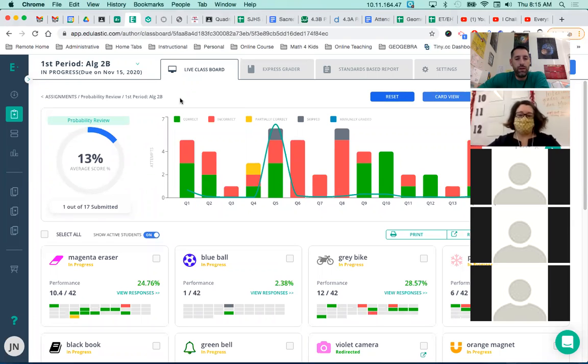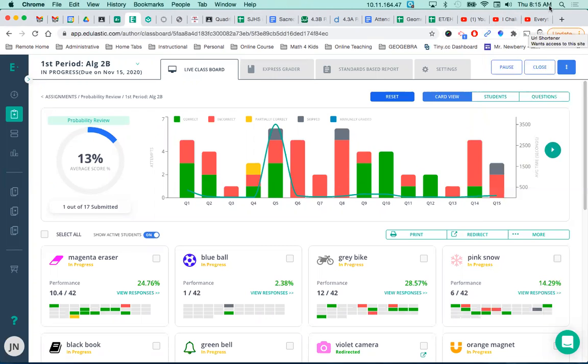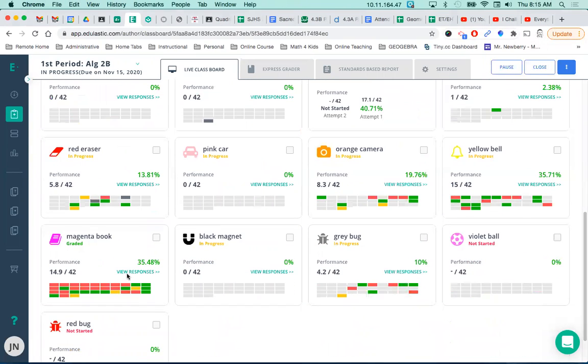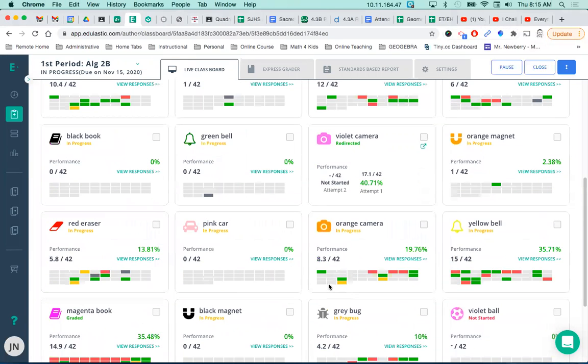All right. So I'm sharing my screen with you guys right now, and I've got it set up so you don't know who each person is on here as far as the questions you're getting correct or incorrect. They've got weird names for you, like red eraser, pink car. So don't worry, nobody knows who's who here.